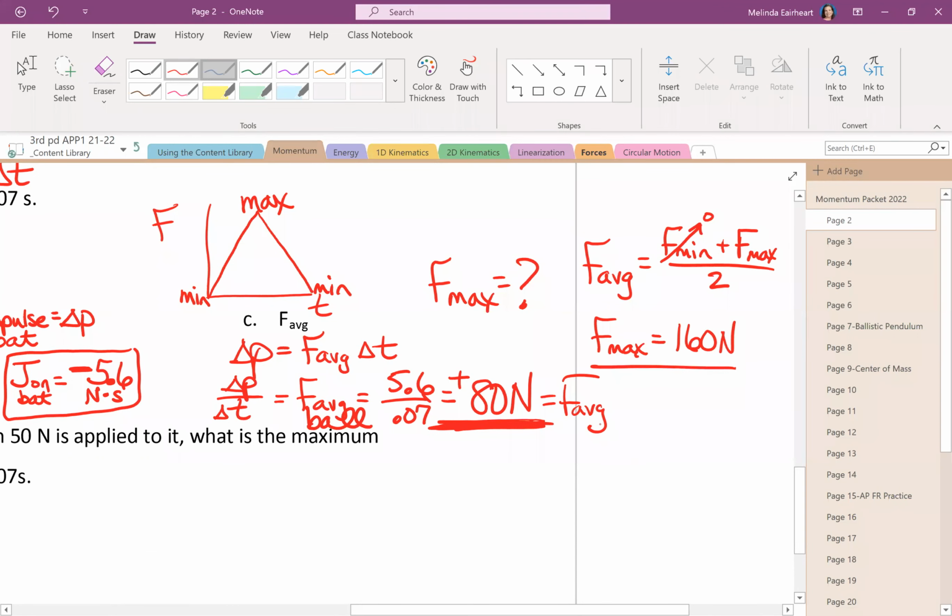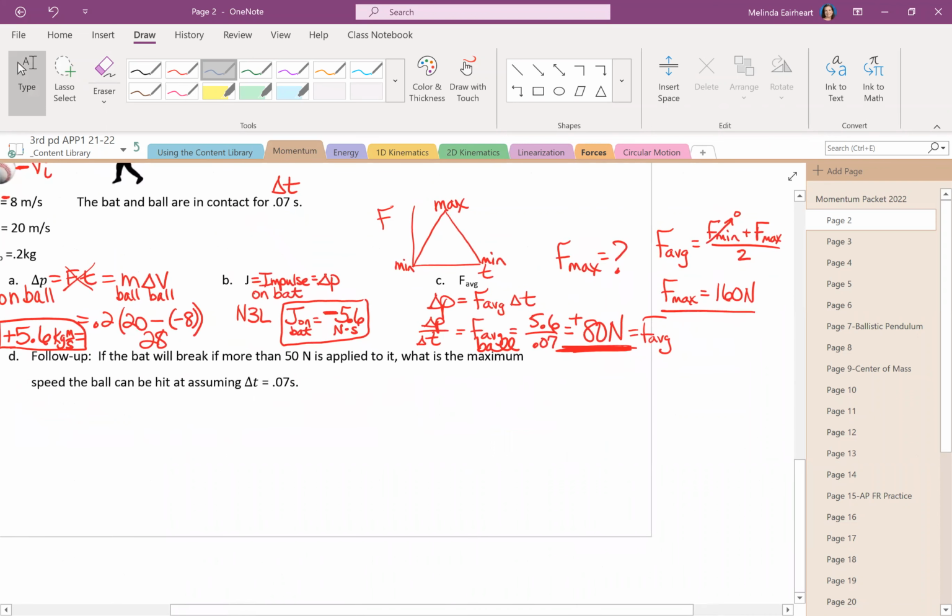But just to drive the point home, it's not a constant force when you hit a ball. All right, let's do the last one on that page. What if the bat is going to break at 50? We'll go on the assumption we don't want to break the bat. So if I hit it with 80, it will break, and we don't want that. What would be the maximum speed that the ball can be hit, assuming the time of contact is still the same? We just rearrange our m delta v equals force times time.